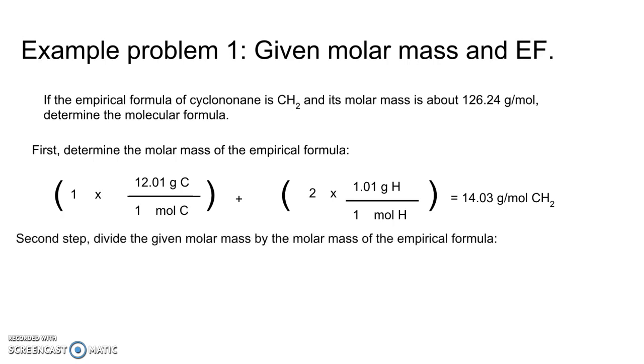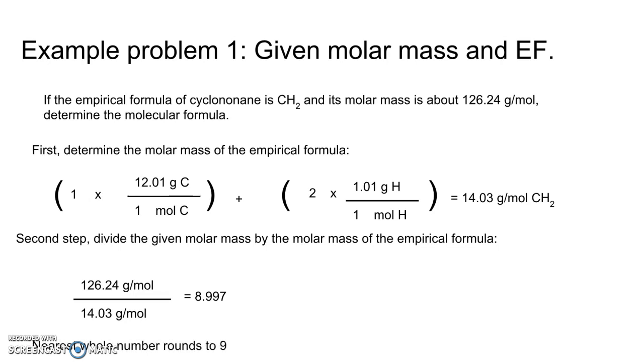All right. My next step is just divide the given molar mass, the molar mass of my compound, by the molar mass of the empirical formula. So the given molar mass in this one was 126.24 grams per mole. And then what I calculated in this first step was the molar mass of the empirical formula. So that's where I got those numbers. And then I get about 8.997, and then there's a few more numbers after that. That rounds, though, to 9.